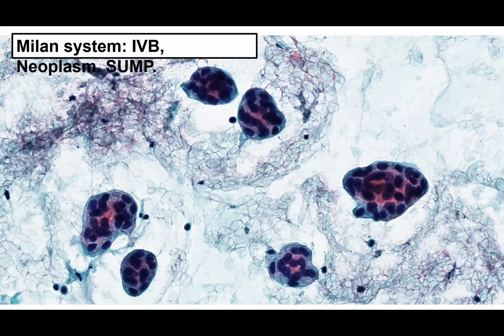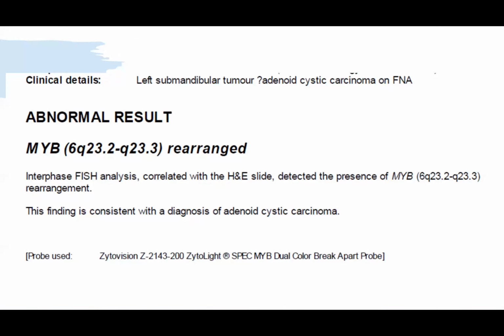And because this was originally a rapid on-site assessment, more material was taken for molecular testing. So the material was sent for MYB, and this was shown to be rearranged. And you can see, here it says H&E slide. It wasn't an H&E slide, it was a Giemsa slide. And it did detect the presence of MYB, which would be consistent with an adenoid cystic carcinoma.